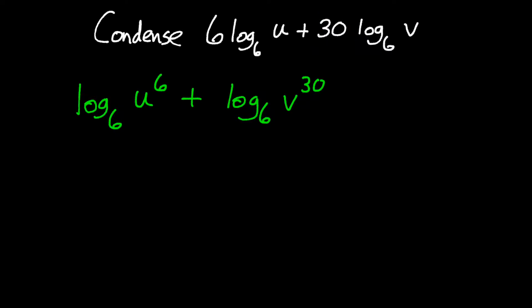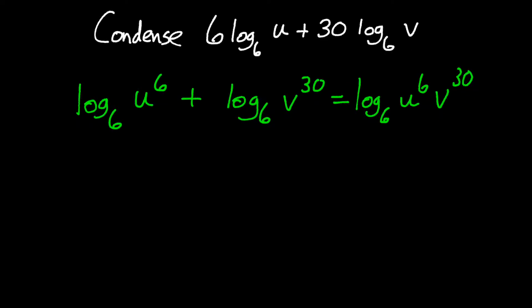Alright, now that I have it like this, I can take care of the product rule since I'm adding two logs with the same base. So I can rewrite it as having just one log to the base 6, and it's going to be u to the 6th times v to the 30th. And I'm done. I've condensed this down as far as it can go using first the powers rule to get the exponents back on the variables, and then using the product rule to combine them into one single log.